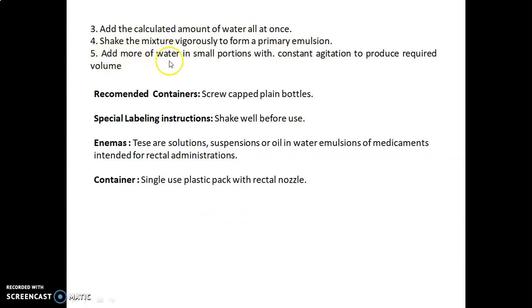Fifth one, add more water in small portions with constant agitation to produce the required volume. Then recommended containers, screw capped plain bottles. Special labeling instructions are shake well before use, as it is a liquid dosage form.